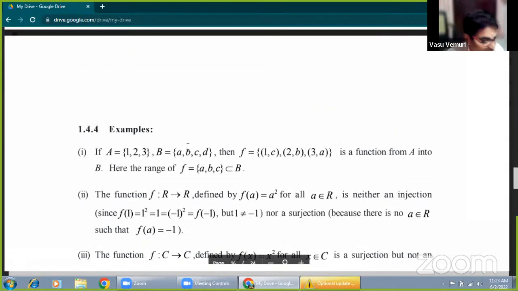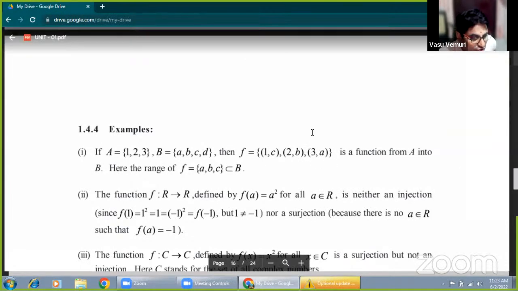Okay, now that is one of the very important concepts. Particularly here, A is one of the sets, and B is also another set. What is the functional relation? 1 goes to C, 2 goes to B, and 3 goes to A.